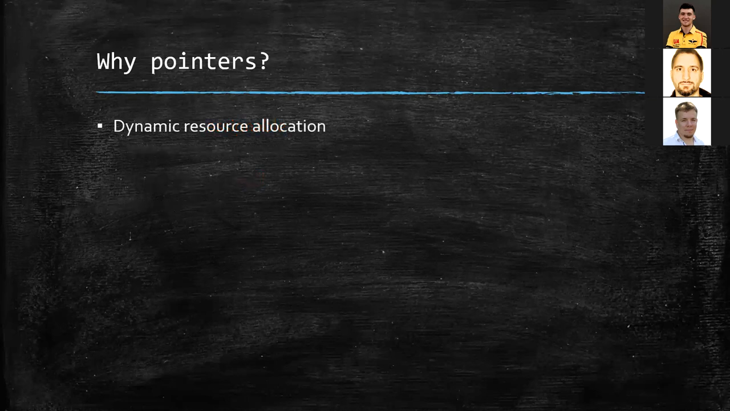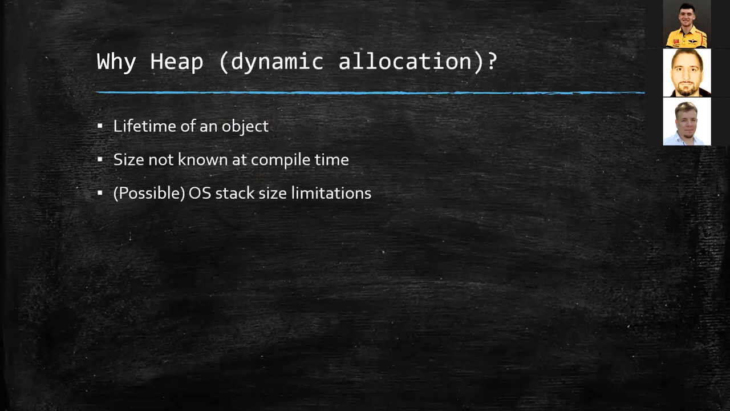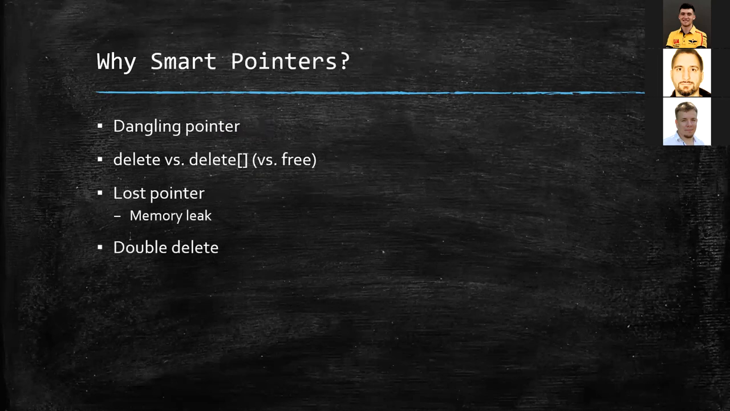So although pointers can be used in many different ways, from now on I'll just refer to them whenever I'll be talking about dynamic resource allocation. So why do we need dynamic allocation? Well, there are three main reasons, though there may actually be more. The first one is the lifetime of an object. It is not bound to a stack frame. Second is that we do not know the size at compile time. And last but not least, we may have OS stack size limitations and we'll just have to use the heap anyway.